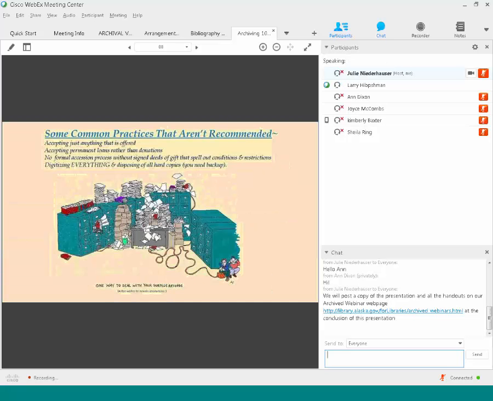Okay, I want to mention a few common practices that aren't recommended and why. One is accepting just anything that's offered. Many archives have started out that way and found that it wasn't a good idea. I know that, for example, I worked for the South Dakota State Archives, and the State Historical Society had had a policy like that for years, and no deaccessioning policy. And it was easier to find volumes on the genealogy of New England than it was to find stuff related actually to South Dakota and its environs.